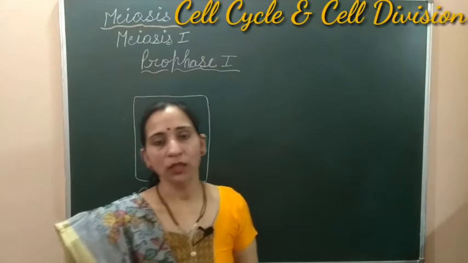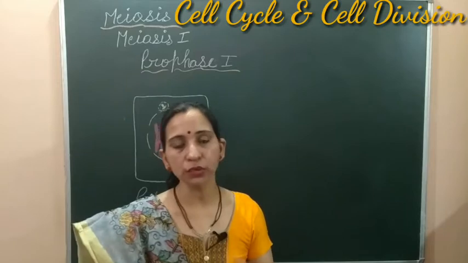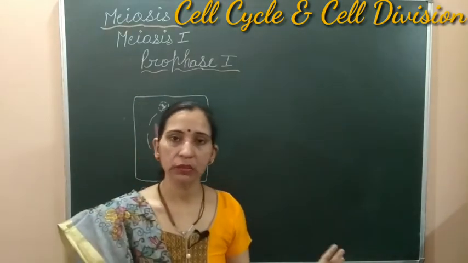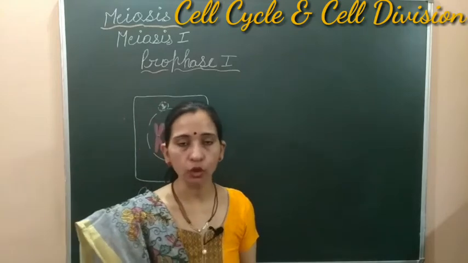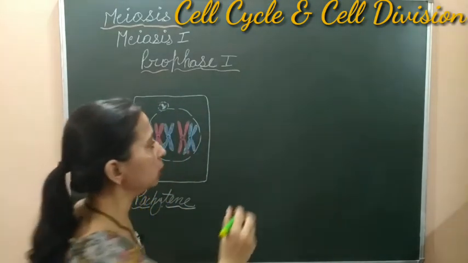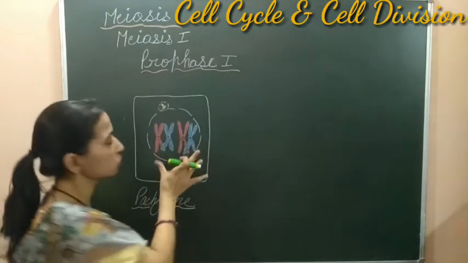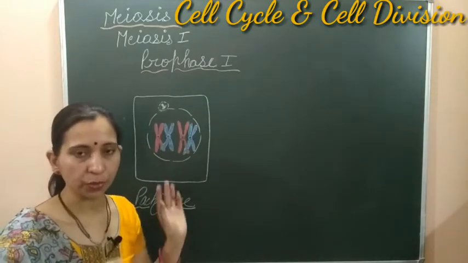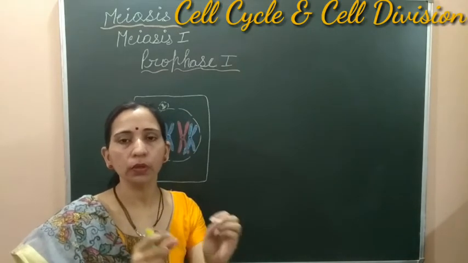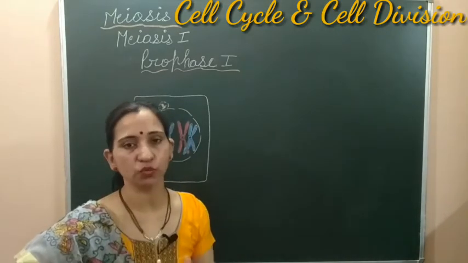Hello students, now we will discuss the next phase of prophase 1, that is pachytene. Up to now we have discussed the zygotene. In the zygotene, if we recall, what did we see? In the zygotene we have seen that two homologous chromosomes come closer and make a complex by the synaptonemal complex. They remain attached with each other.